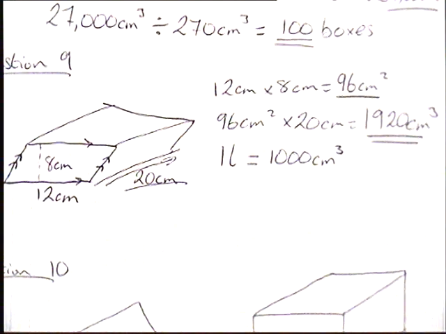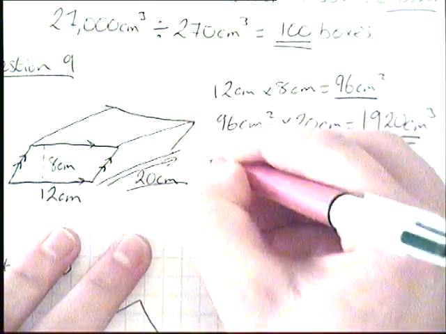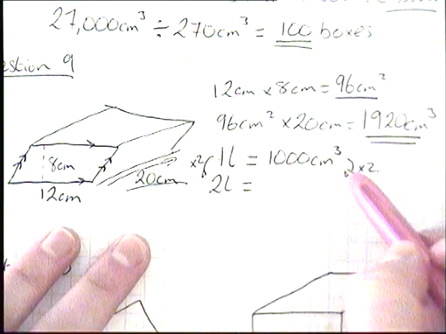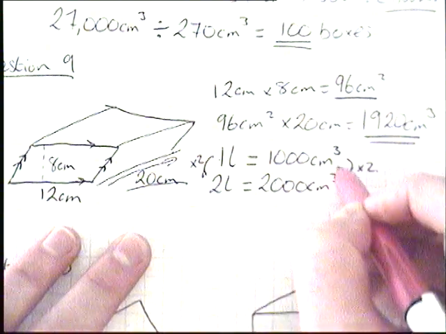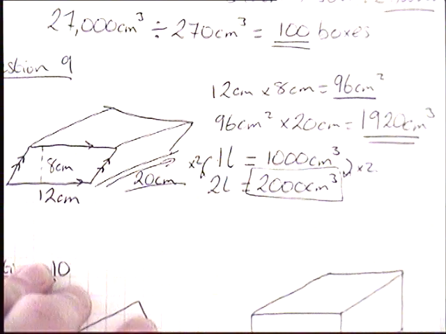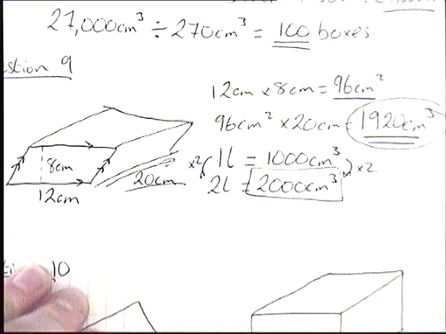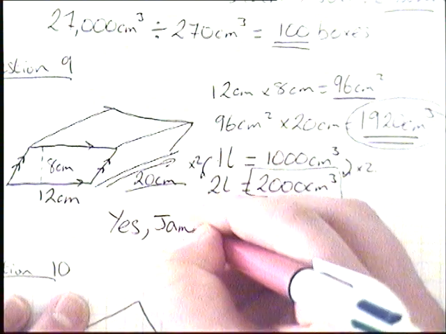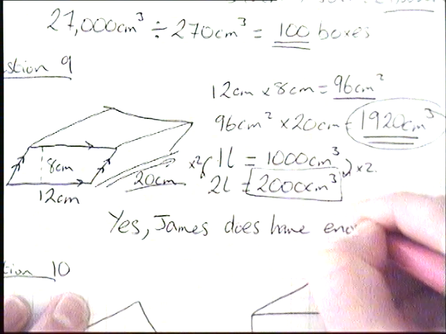Well, we were told he's got 2 litres, so if we convert the 1 to 2 litres, so we've multiplied that by 2, we're going to do the same to the volume, which will give us 2,000 centimeters cubed. So James has got 2,000 centimeters cubed of soil. We've worked out that his flower pot has a volume of 1,920. So yes, James does have enough.